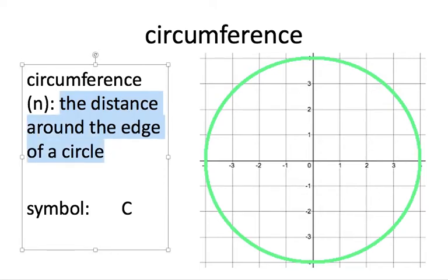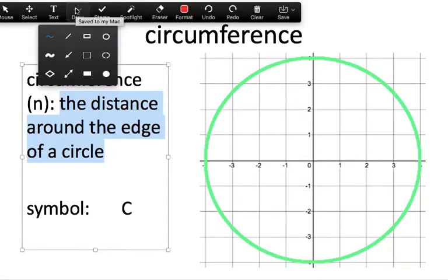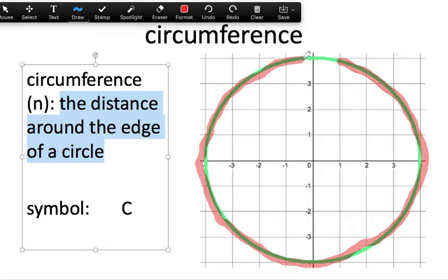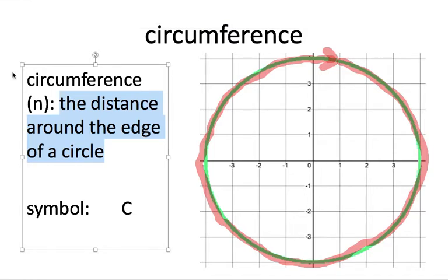So if you were to, say, start here and you were to start walking around this circle, that distance that you end up traveling as you go all the way around the circle, that is the circumference. The symbol for circumference is generally a capital C.